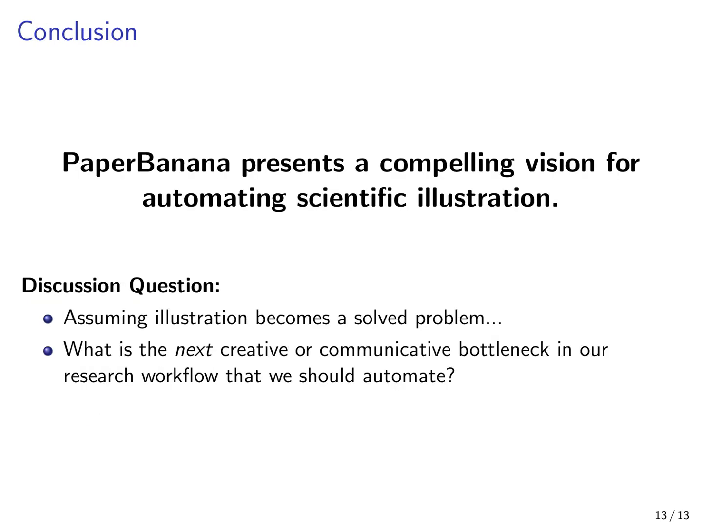So I'll leave you with this final thought to kick off our discussion. This paper presents a really compelling vision for automating a major headache in our work. So let's assume we solve this. That illustration becomes a solved problem. What's next? What's the next creative or communicative bottleneck in our research workflow that we should be pointing these incredibly powerful AI systems at? I'd love to hear what you all think.